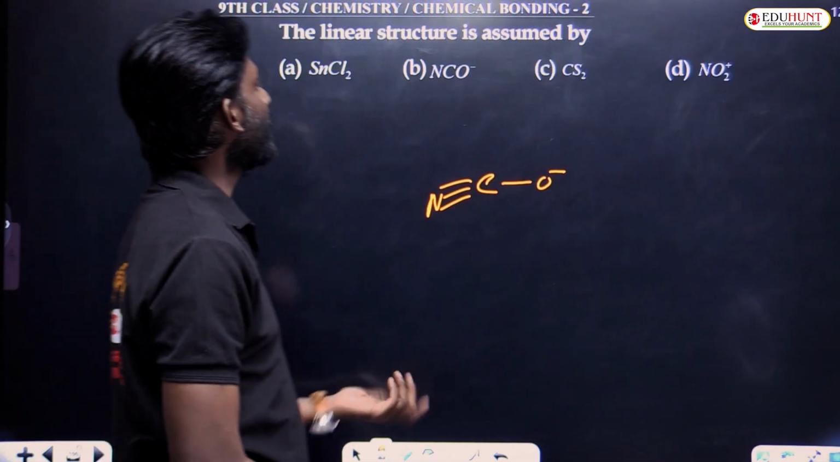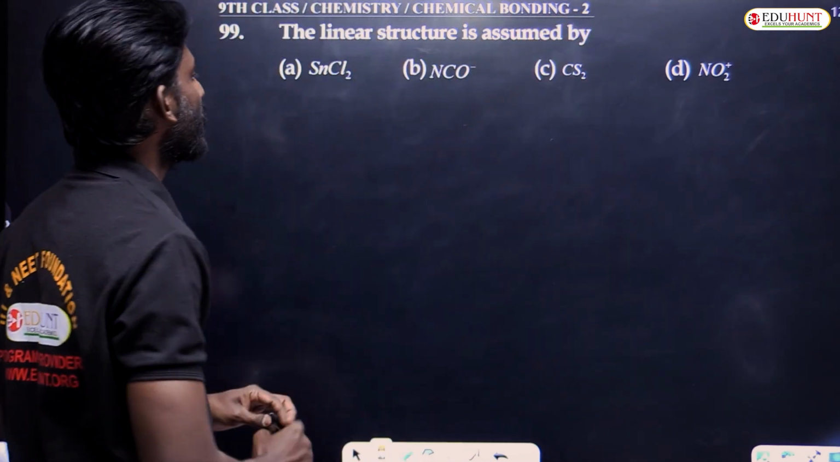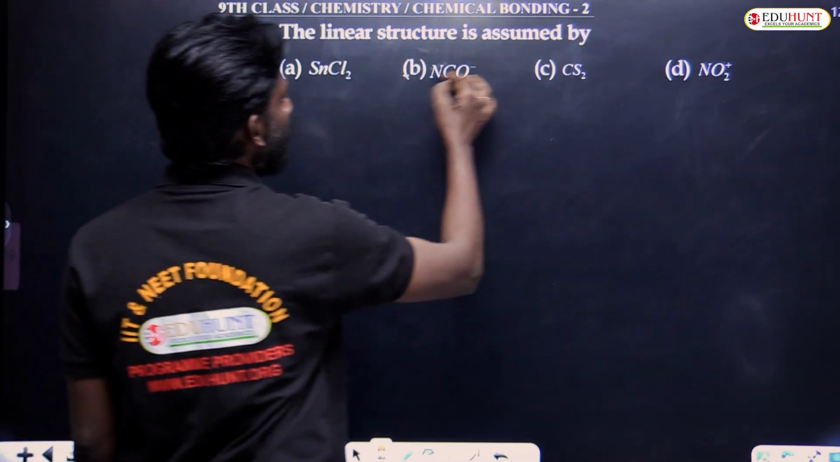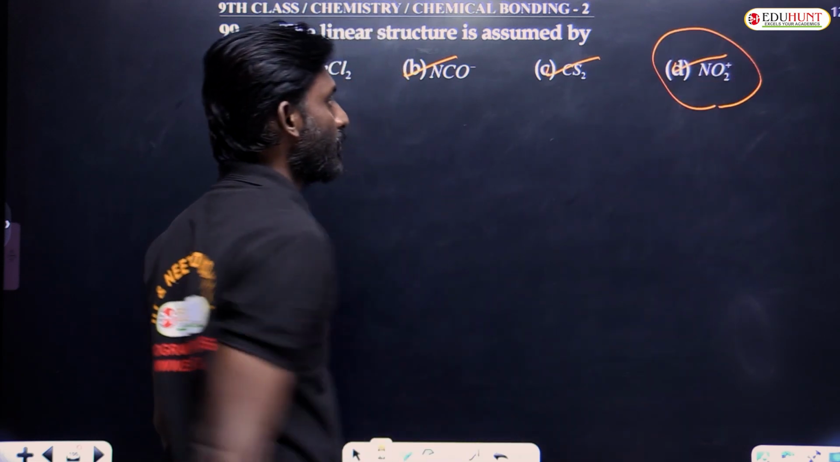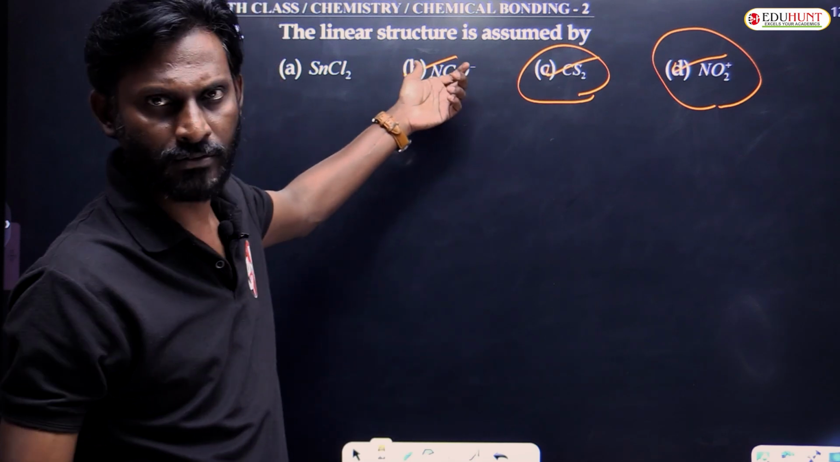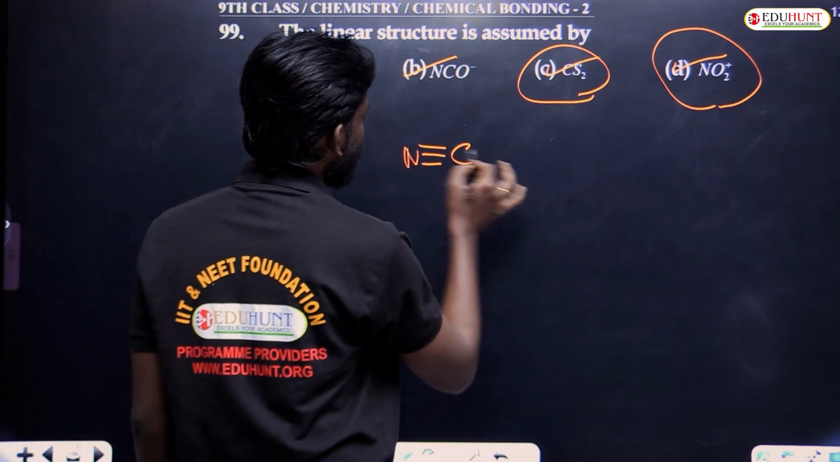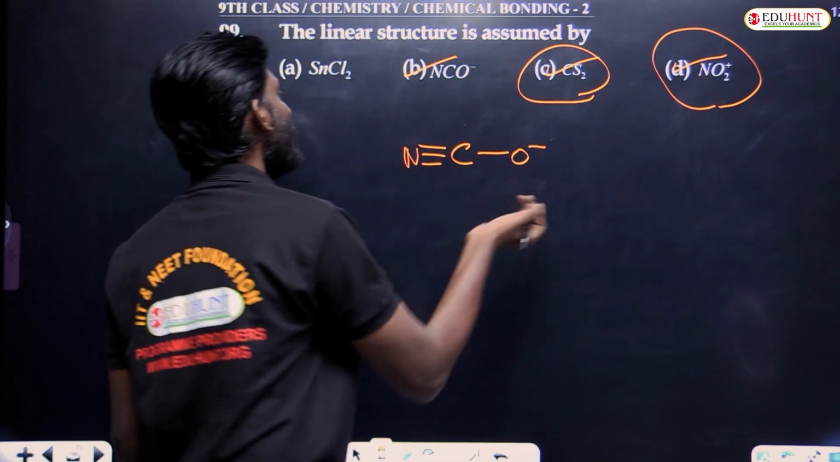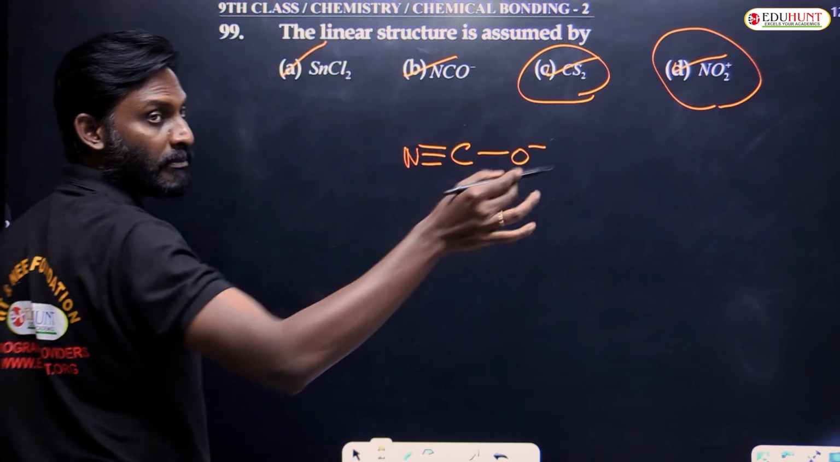Now, the linear structure is assumed by... See, yes, this is linear, this is linear, this is also linear. We already drew this in the previous questions, and now try to draw the Lewis dot structure of C triple bond N, O minus. This is also linear. Only SnCl2.